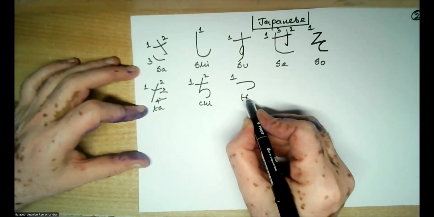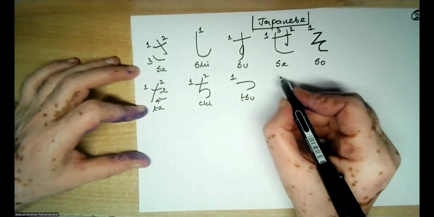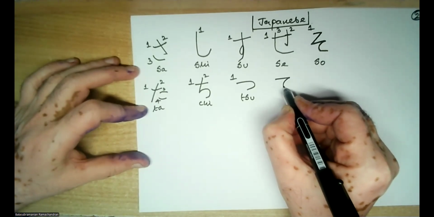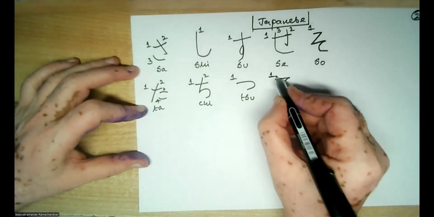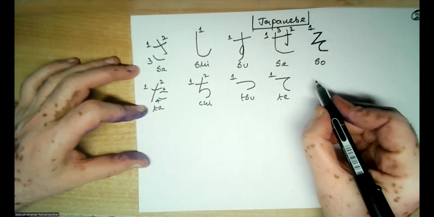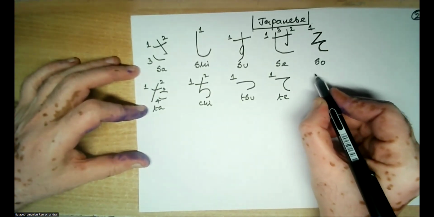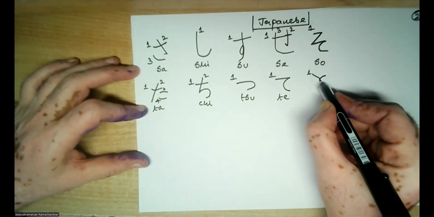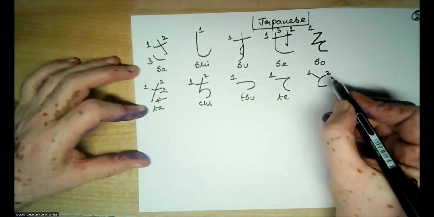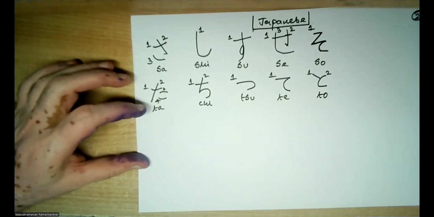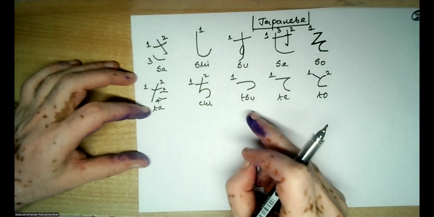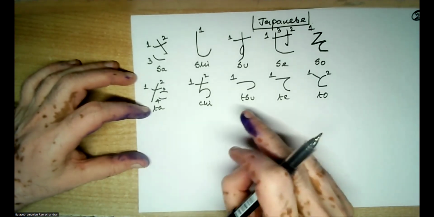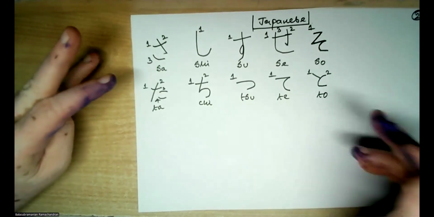Okay. So then we have te. Single stroke. Te. And to, 2 strokes. First stroke is this, and then the second stroke is written like this. So we have ta, chi, tsu, te, to. I repeat, ta, chi, tsu, te, to.